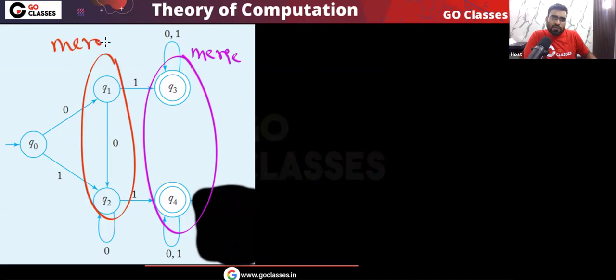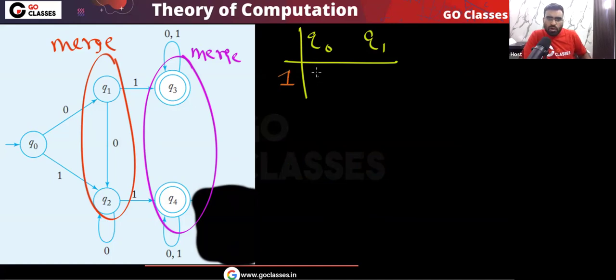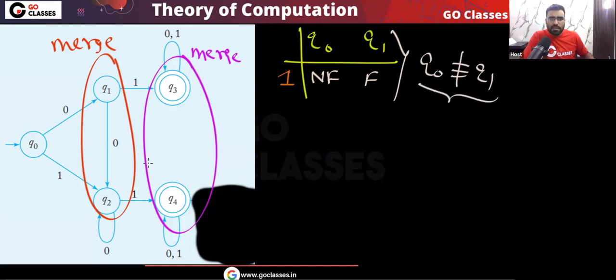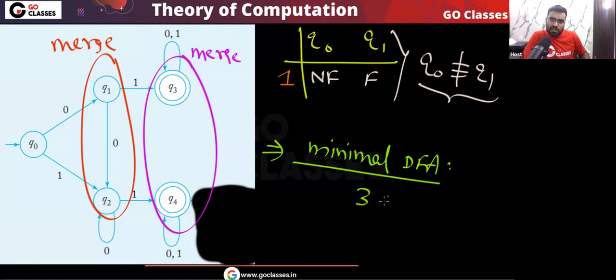What about Q0, Q1? Tell me quickly. Are they distinguishable? Yes, by string 1. You can notice Q0 on string 1 is going to non-final, and Q1 on string 1 is going to final. So I can say that Q0 is not equivalent to Q1. So in the minimal DFA, how many states will there be? There will be only 3 states.